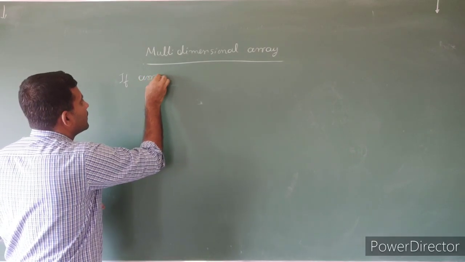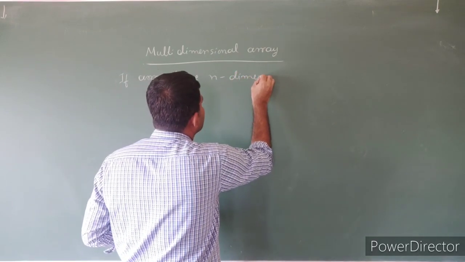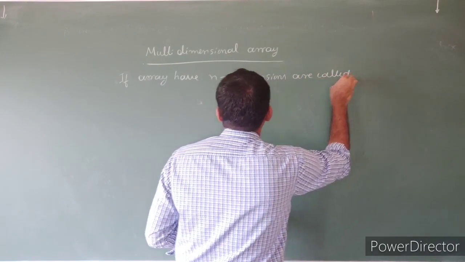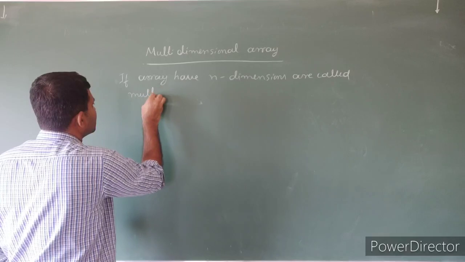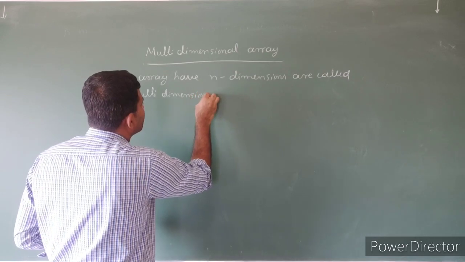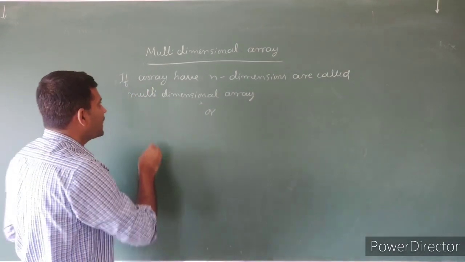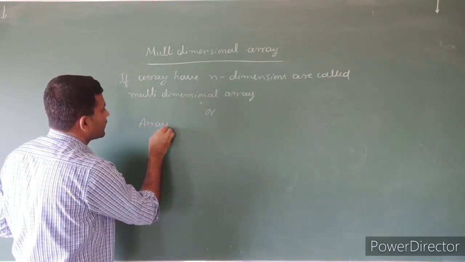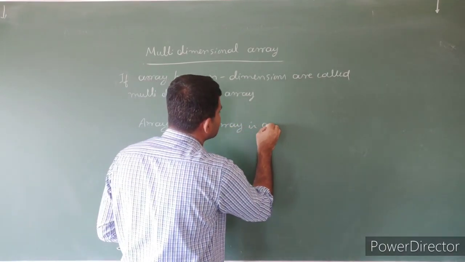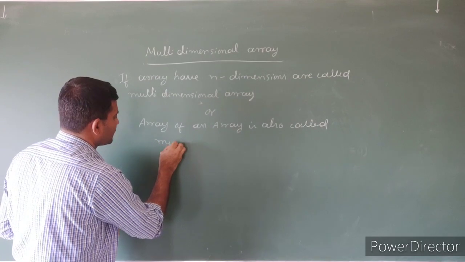If array has n dimensions, it is called a multi-dimensional array. Multi-dimensional array, or in other words, array of an array. Array of an array is also called multi-dimensional array.